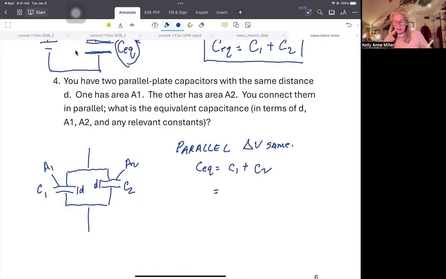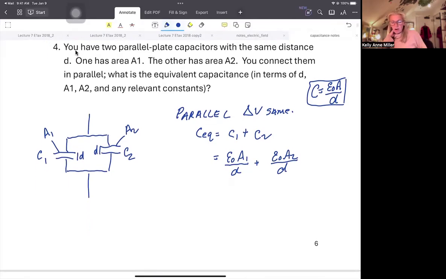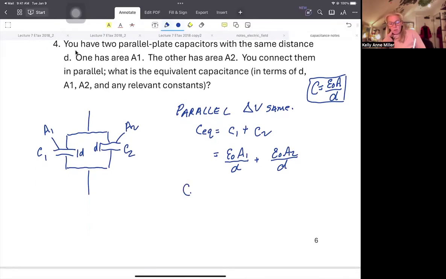Now I'm going to remember the other definition of capacitance, which is epsilon naught times A divided by the separation between the two plates. I'm going to substitute that into each of these expressions for capacitance. So this is epsilon naught times A1 divided by D plus epsilon naught times A2 divided by D. And D is the same in both cases, so I don't have to say D1, D2. So the equivalent capacitance is just epsilon naught times (A1 plus A2) over D.